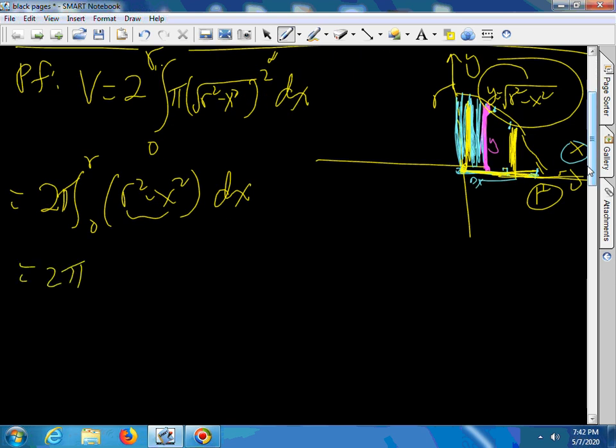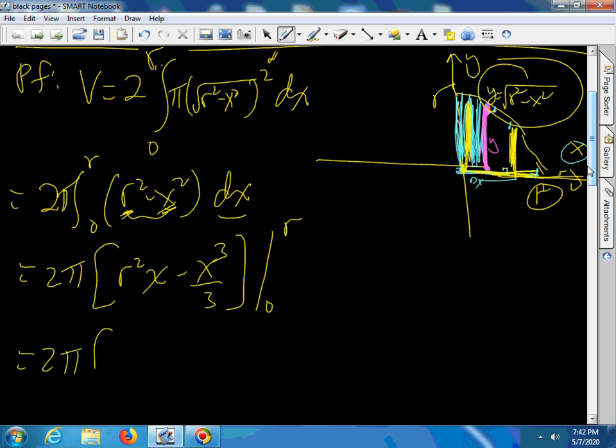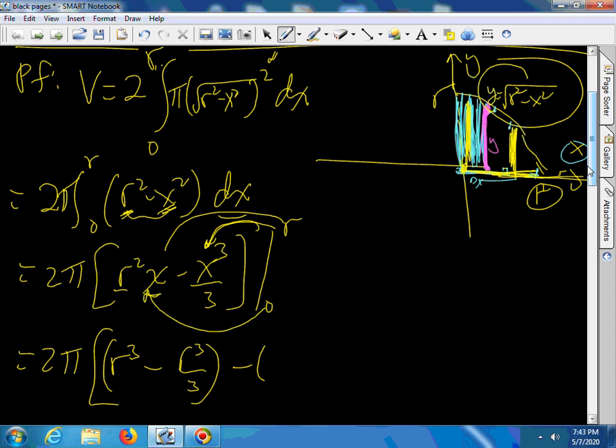So we have 2 pi. Now, the integral of r squared in terms of x, r squared is a constant, so we get r squared x, minus the integral of x squared, which is x cubed over 3. And this goes from 0 to r. Now I can factor out that 2 pi. First I plug in r for x, get r squared times r, which is r cubed, minus r cubed over 3, minus, now I plug in 0 for x. r squared times 0 is 0, minus 0 cubed over 3, which is 0.